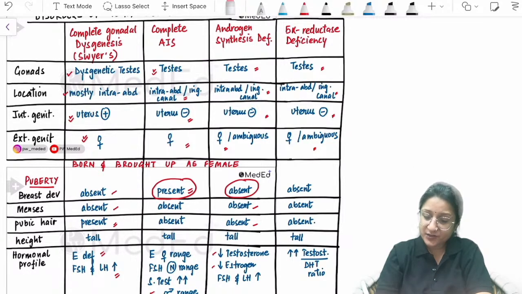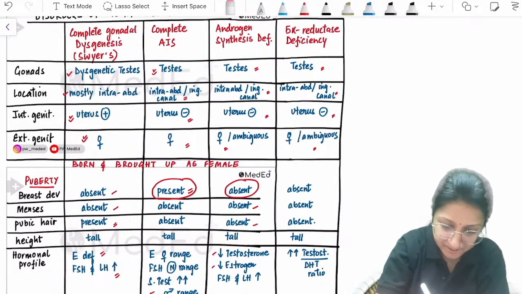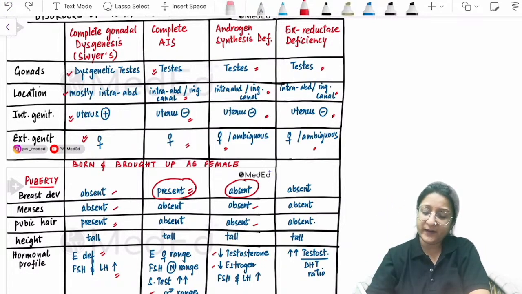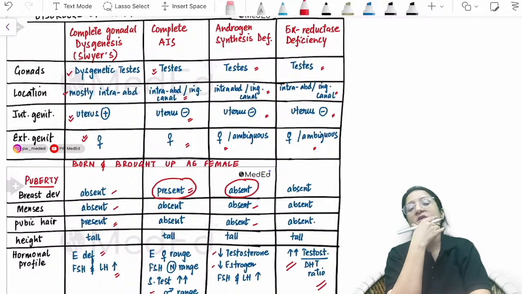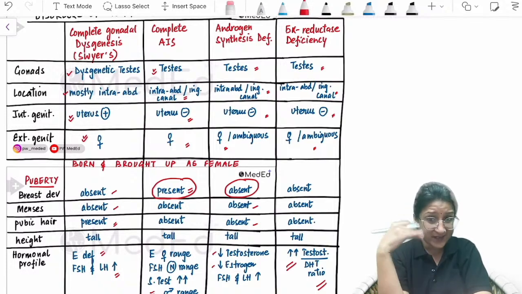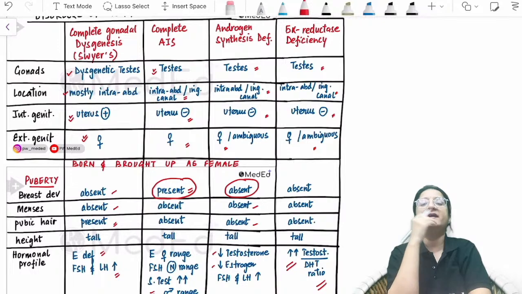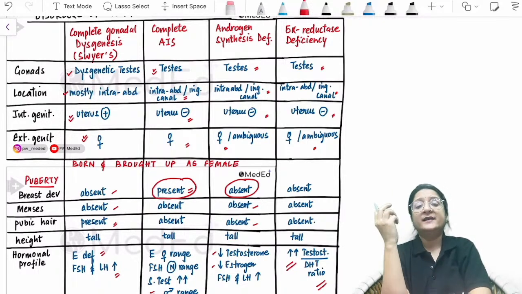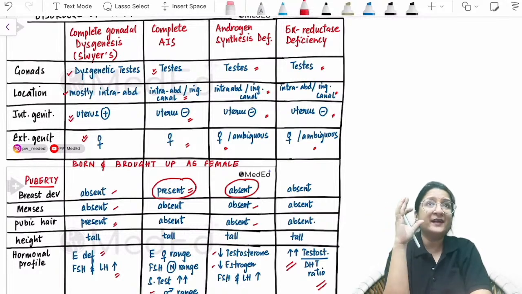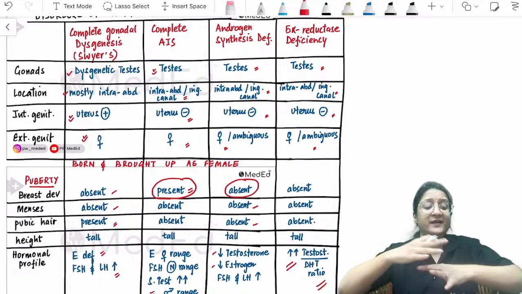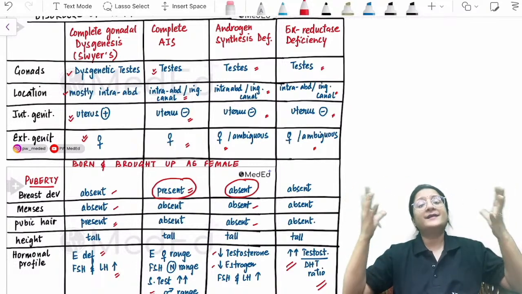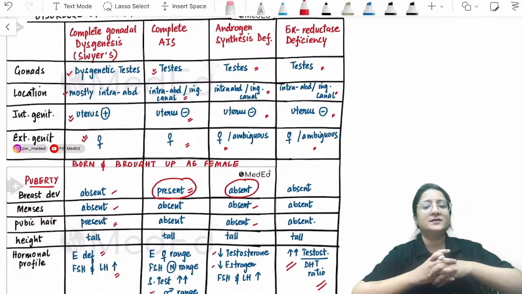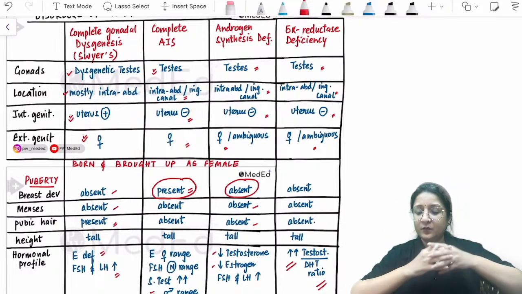5 alpha reductase deficiency, absolutely similar. Differentiating point: increase in testosterone to DHT ratio. Because testosterone will be markedly elevated in these particular situations. When the testosterone is in very high excess amounts, that can lead to atrophy of the breast tissue as well. So breast development does not take place in these women.